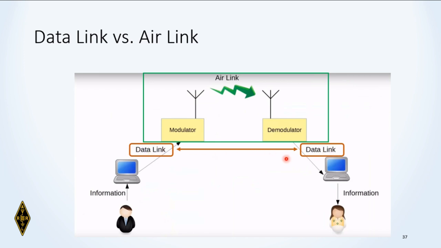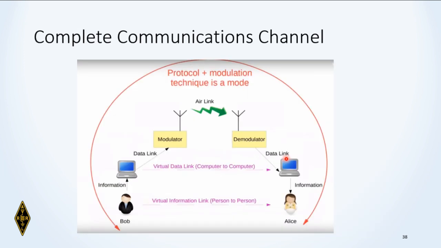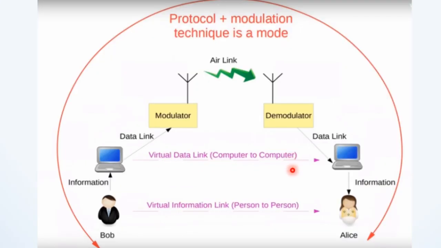There's one more diagram here. Yeah, this is the complete communications channel where we see Bob and Alice actually have names. And what's been added here is a virtual data link, computer to computer, virtual information link, this is person to person, and then we've got the air link between the transmitter and the receiver. So that's the complete system. Now, we haven't talked so far about data rates and how data rates get converted to symbol rates and how all of that relates, but we'll get into that next.